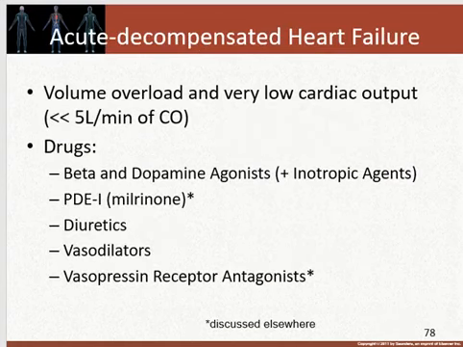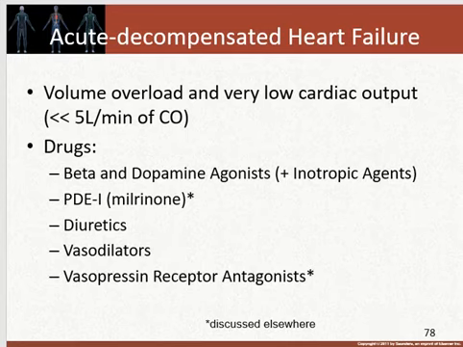Okay, and as we progress through the different phases or stages of heart failure, I want to draw your attention to a special defined type of heart failure called acute decompensated heart failure. And so here we're talking where volume overload and really low cardiac output is presented. We're looking at very, very low levels, less than 5 liters per minute of cardiac output. And the drug treatment strategy is going to change. We're no longer using beta blockers. We're going to use beta and dopamine agonists.